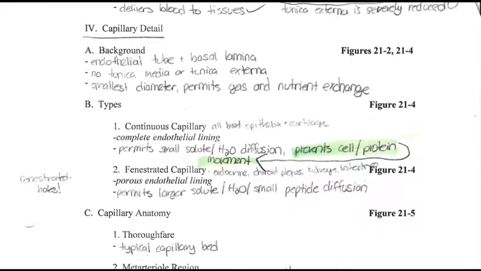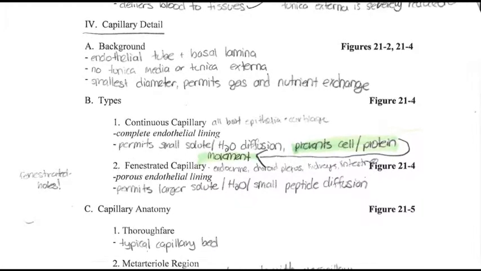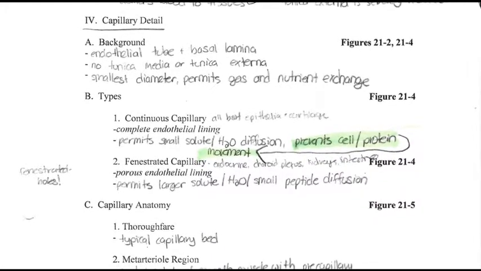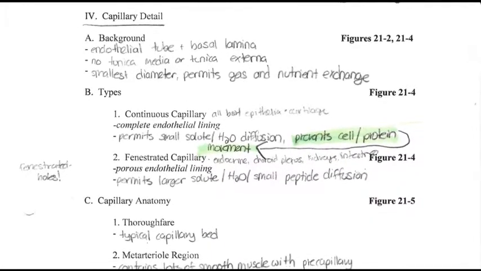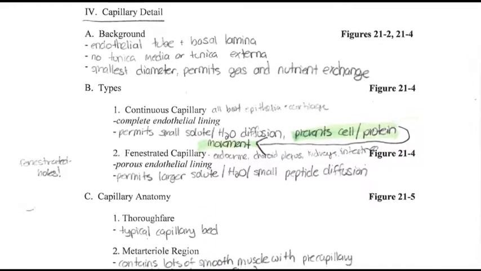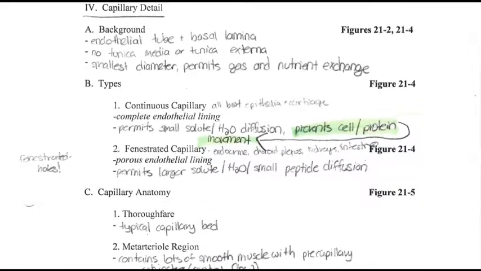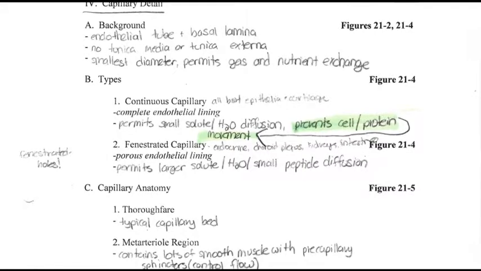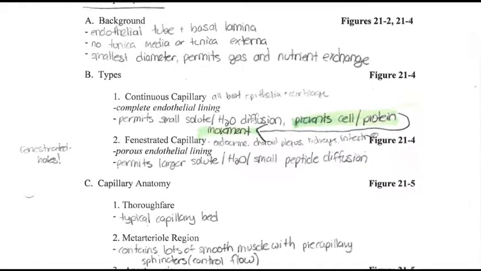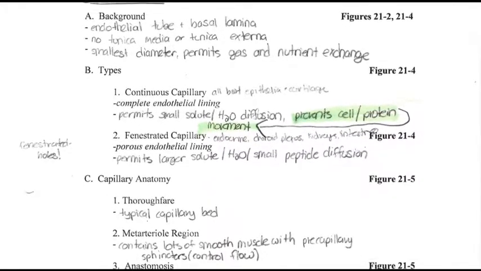Types of capillaries. Continuous capillaries. These have a complete endothelial lining. They permit small solute and water diffusion. They prevent cell and protein movement.